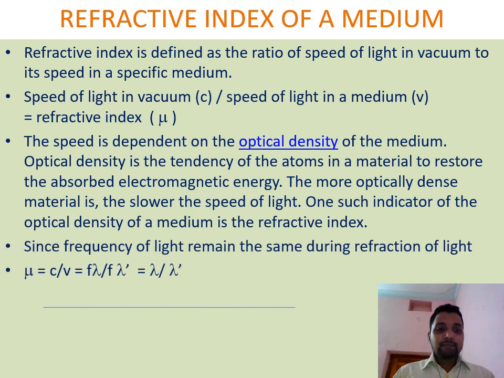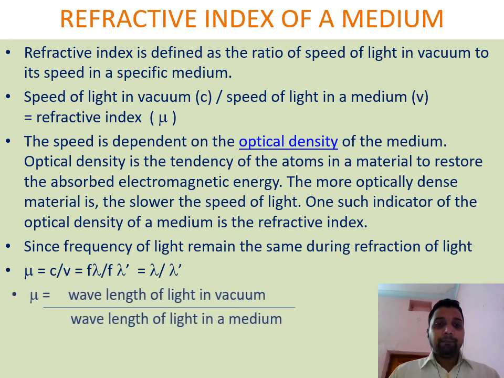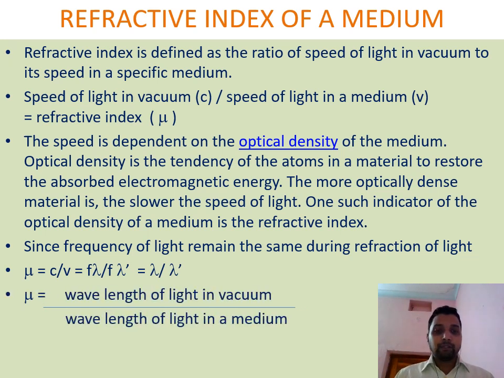When a ray of light passes from one transparent medium to another, its frequency remains constant. And we know wave velocity equals frequency times wavelength. So we get the relation here: C by V equals f times wavelength in vacuum by f times wavelength in that medium. So we get the refractive index as the wavelength of light in vacuum by the wavelength of light in a medium.